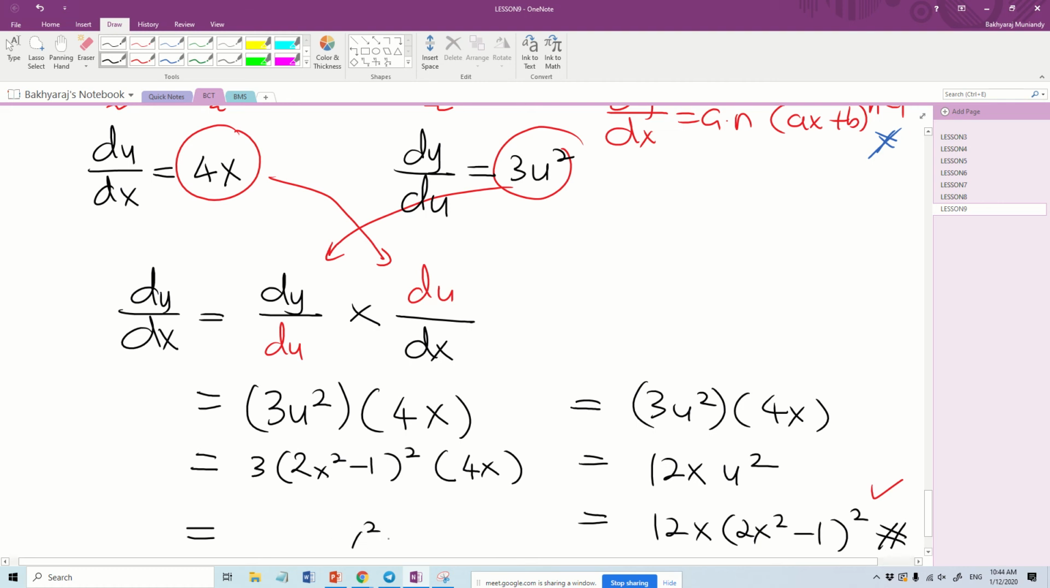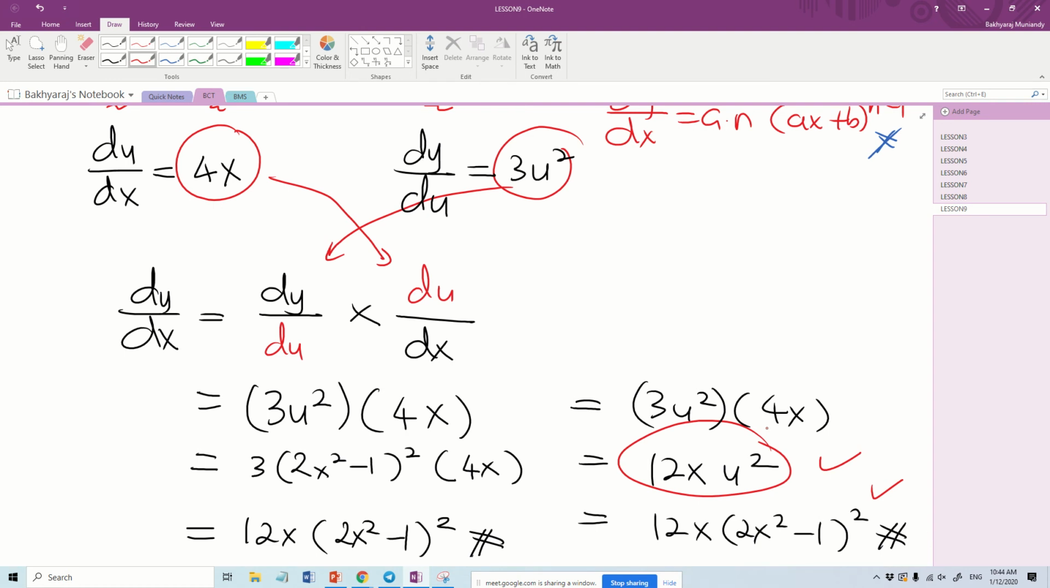2x square minus 1. Correct. 12x(2x square minus 1) power of 2. You get the same answer. Actually it's the same, but you do this also can. If you compile everything first and then substitute at the end, it is also an acceptable answer. It's not a problem. It is indeed acceptable.